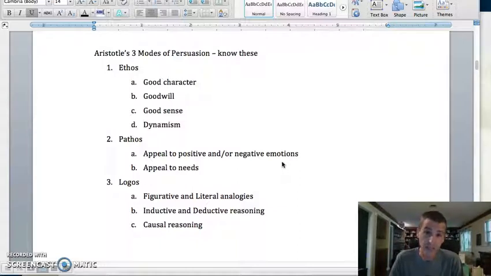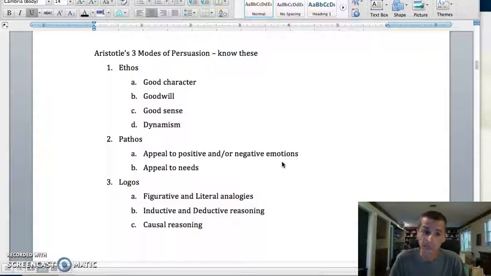Inductive reasoning is reasoning that begins with specific instances or examples and then applies those to a premise or a generalization. Okay, so you're presenting multiple instances and examples, and then you apply those to your claim that you're making. Deductive reasoning simply goes in the other direction. Okay, so when you're reasoning deductively, you start with the premise or the generalization, and then you use specific instances and examples to prove that claim that you're trying to make.